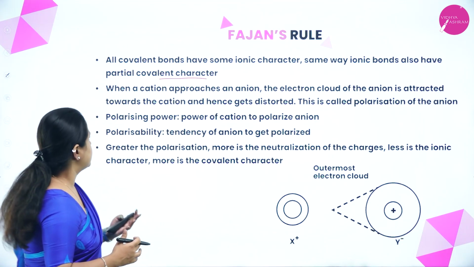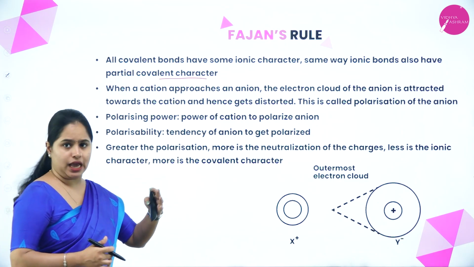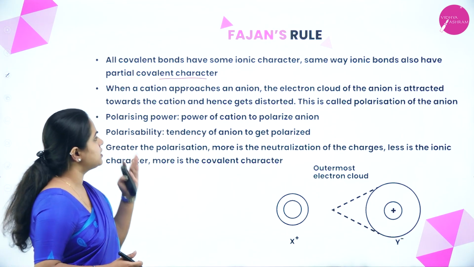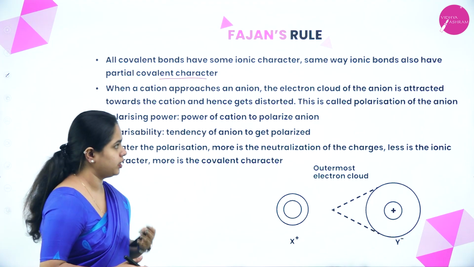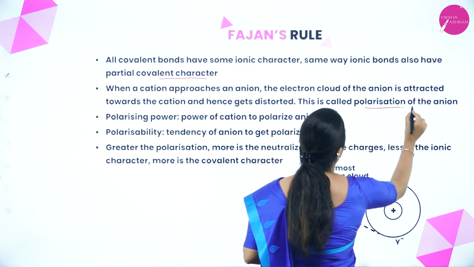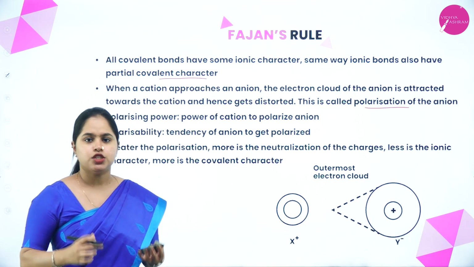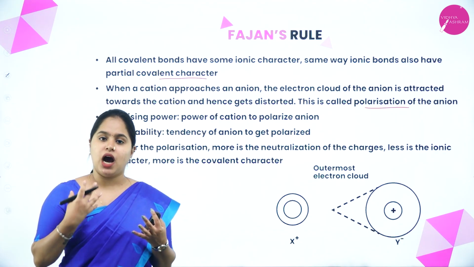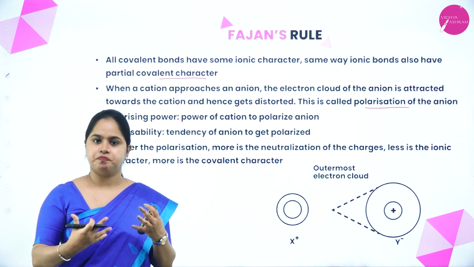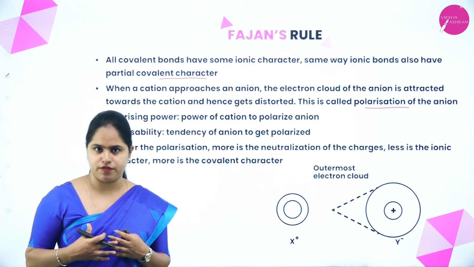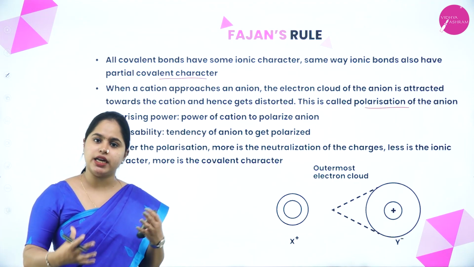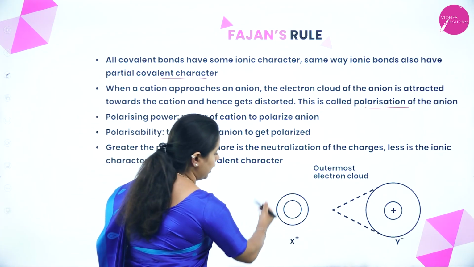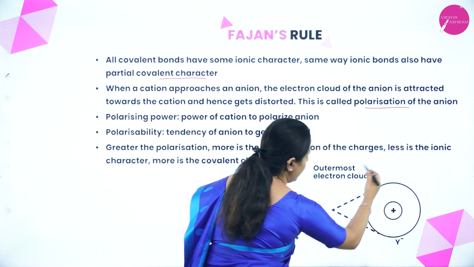So clear? Yes. So when a cation approaches an anion, the electron cloud of the anion is attracted towards the cation and hence gets distorted. This is called polarization of the anion. So we are going to see what exactly is happening in here, how you can conclude that there is a covalent character in an ionic bond. So we know that an ionic bond is formed between an anion and a cation. So we are considering a cation here and an anion here.